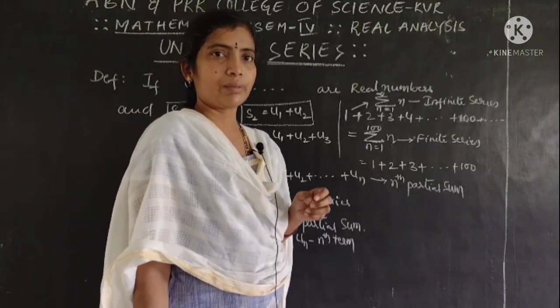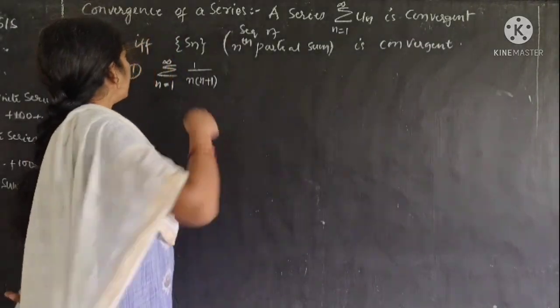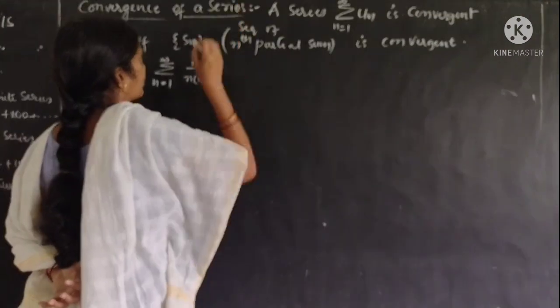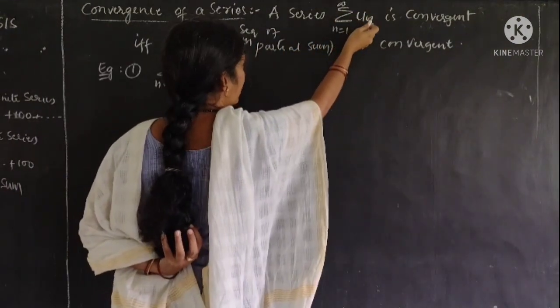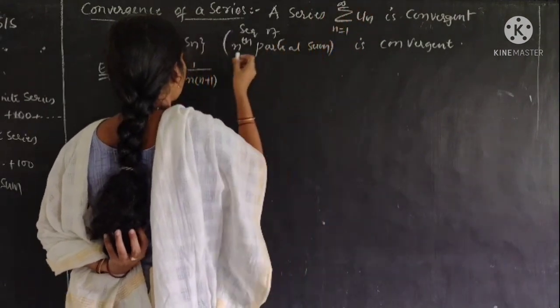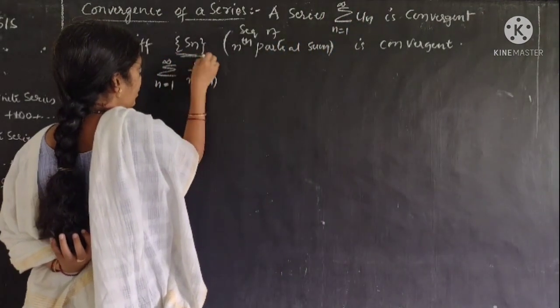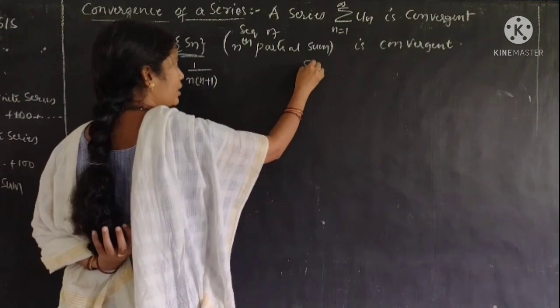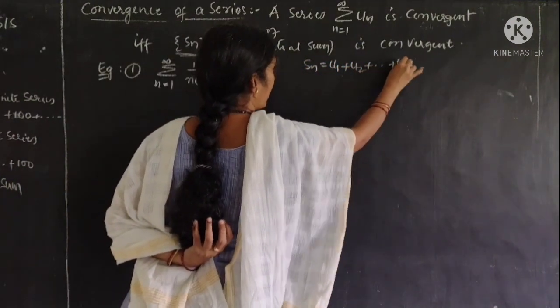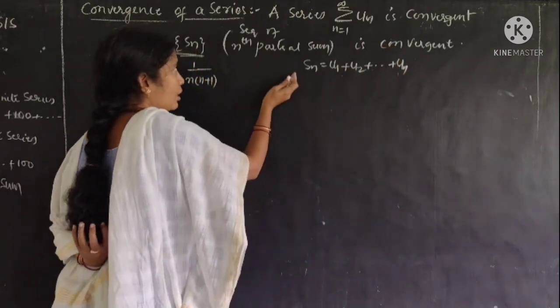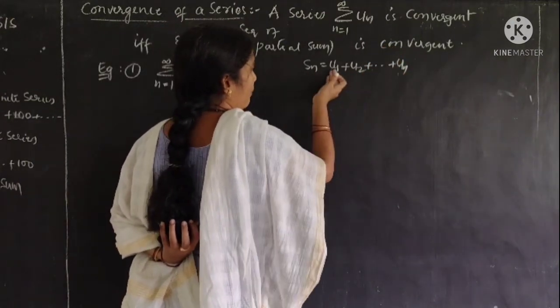Let us discuss it. What is the convergence of a series? Coming to the definition, if you want to say that the series un is convergent, it is only possible when the sequence, what is the sequence? Already we discussed that Sn is nothing but u1 plus u2 and so on up to un. This is known as the nth partial sum.